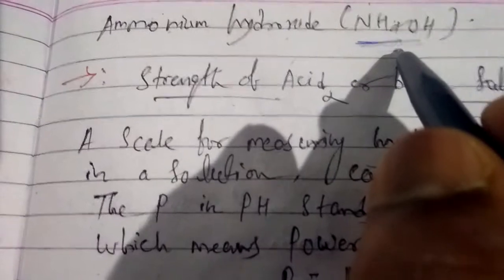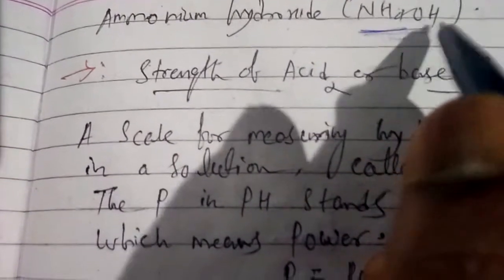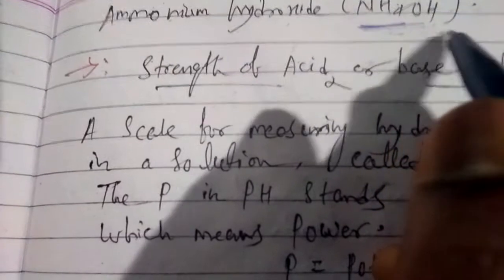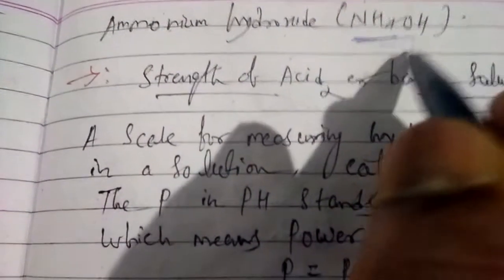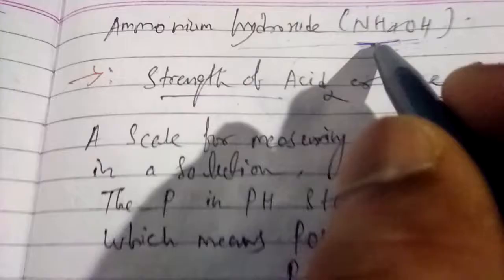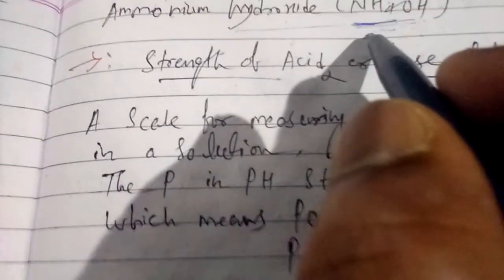Why? Because it doesn't completely dissociate into ions, there is no complete formation of positive and negative ions. It is partially dissolved into the aqueous solution, so it is known as a weak base, ammonium hydroxide. So in this way these are the two types of bases, strong and weak bases.